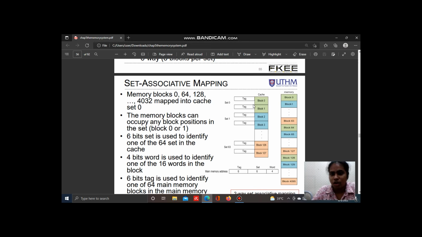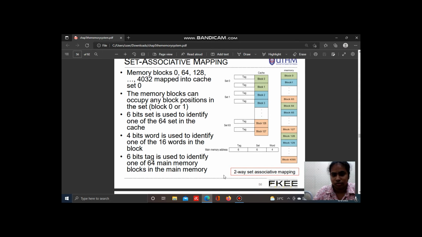Cache blocks are 0 to 127. Memory blocks are 0 to 4095. Main memory address: tag 6, set 6, word 4. This is two-way set associative mapping.